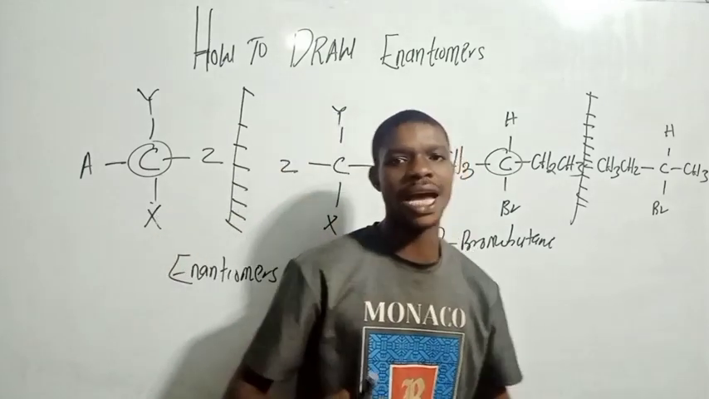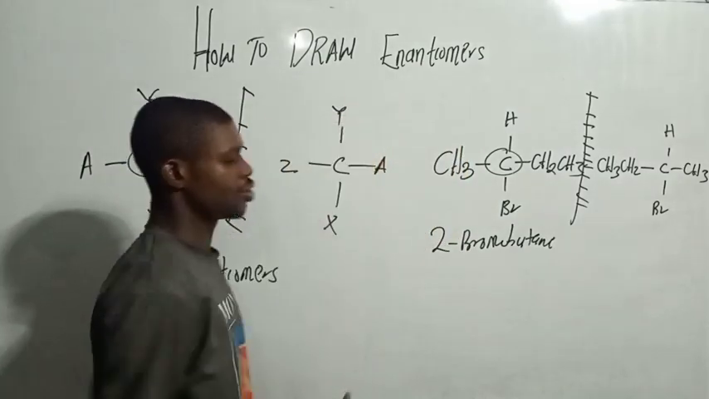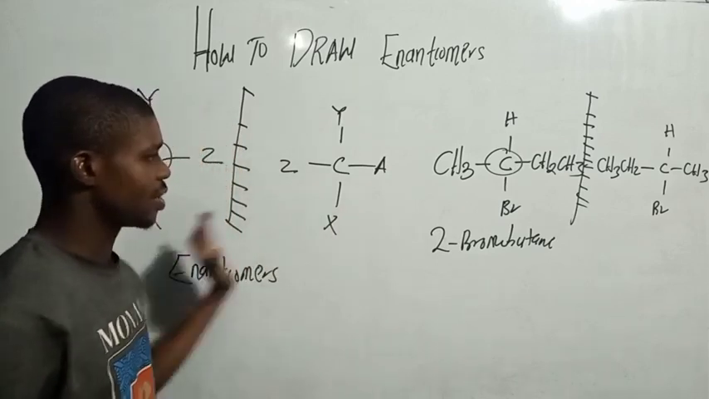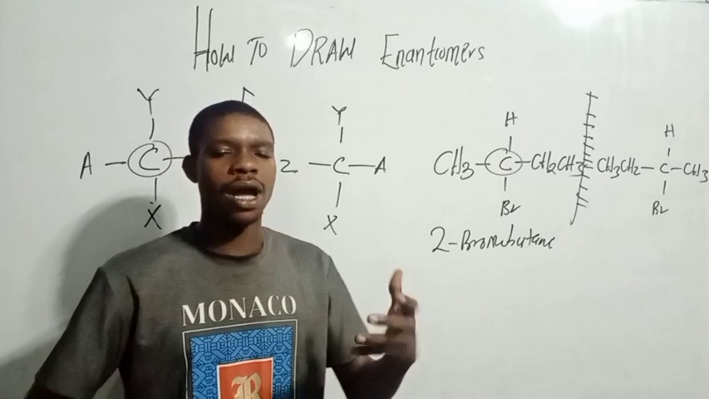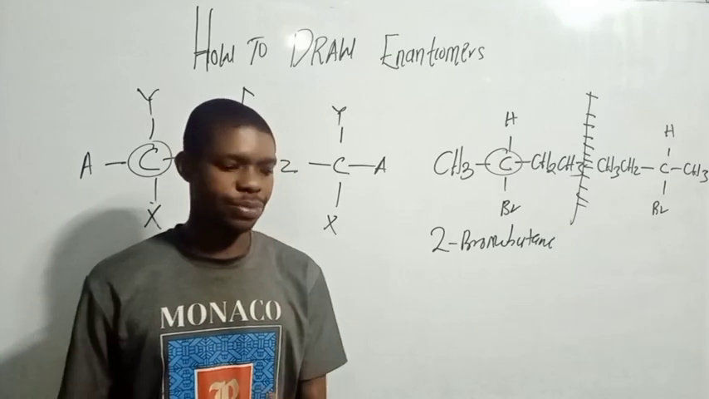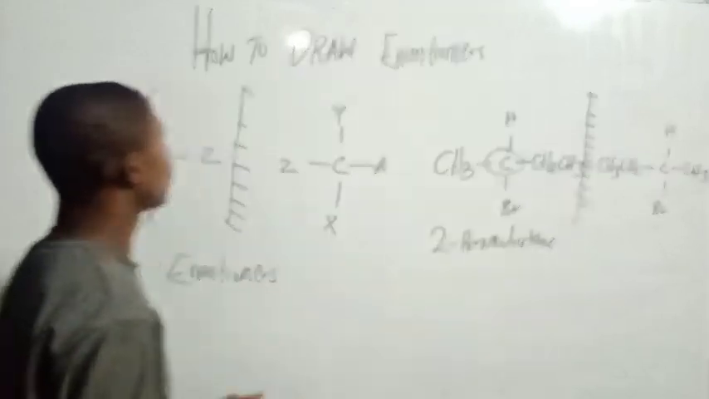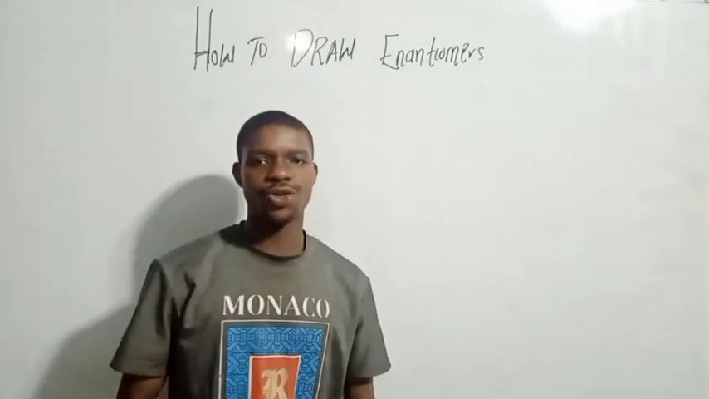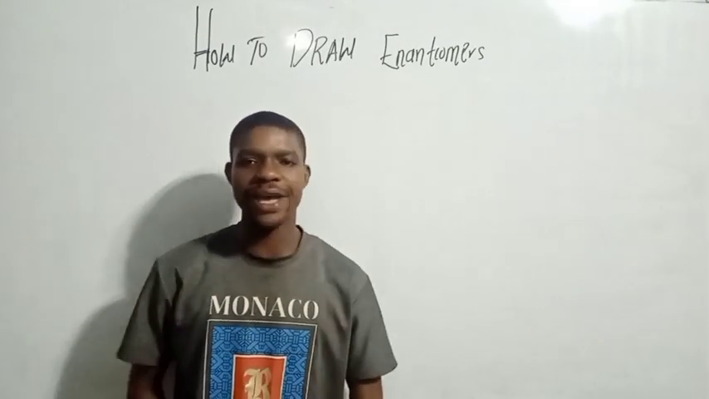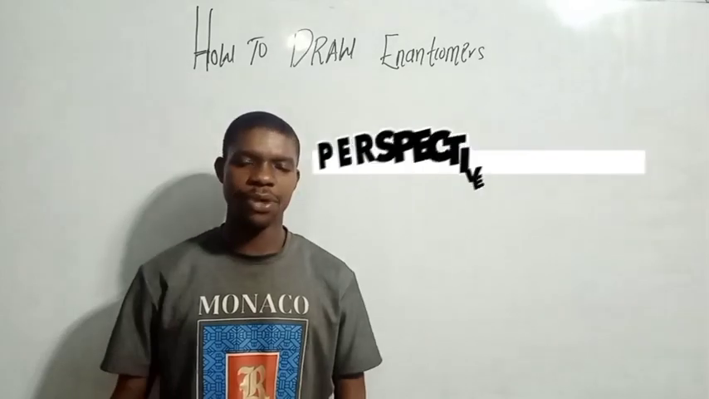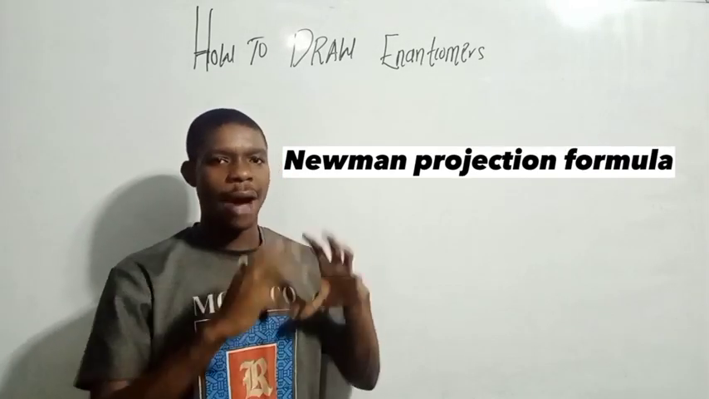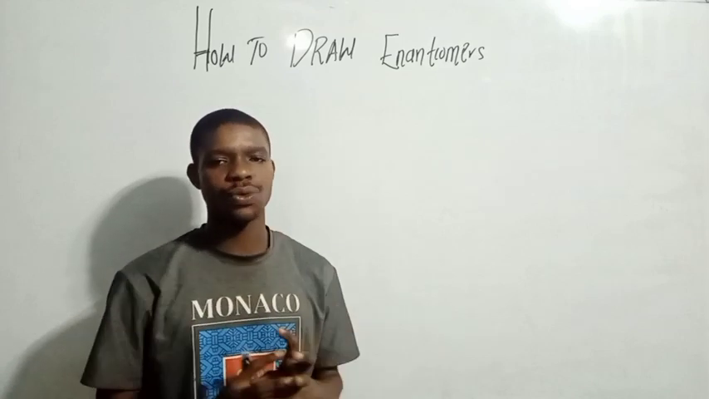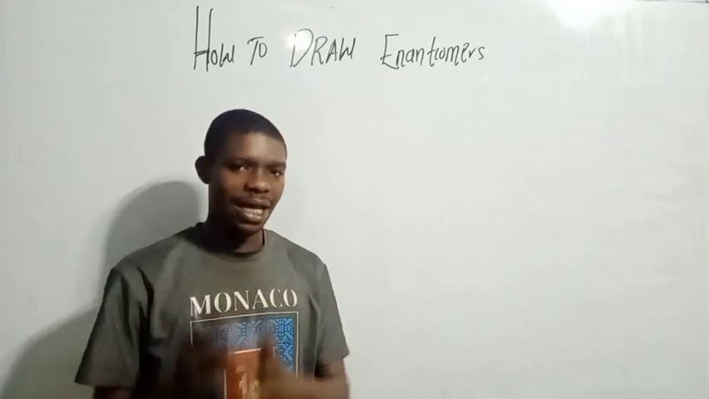In this video, I have to teach you how to draw enantiomers. We are not drawing enantiomers here; I'm just teaching you what a chiral center is, how to identify a chiral center, and what enantiomers are. So how do you draw enantiomers? We have two main formulas. First, the perspective formula. Two, the Newman projection formula. I want to teach you these two formulas on how to write or draw enantiomers.